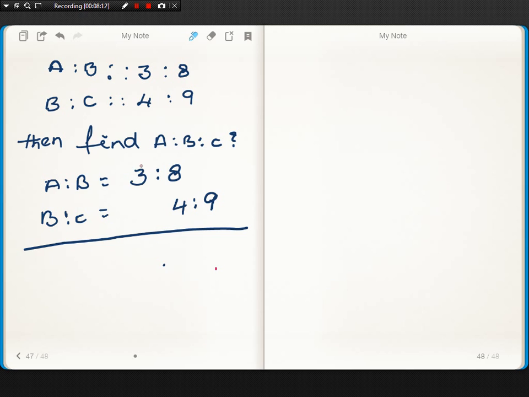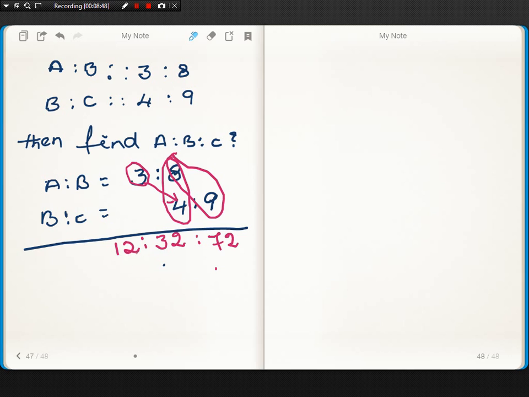Now simply 3 is multiplied with 4. Then what happens here? It is going to be 12 is to. Then 8 and 4 must be multiplied, then it is going to be 32. Then 8 and 9 must be multiplied to get the value, that is going to be 72. Okay, 12 is to 32 is to 72. This is the A is to B is to C.